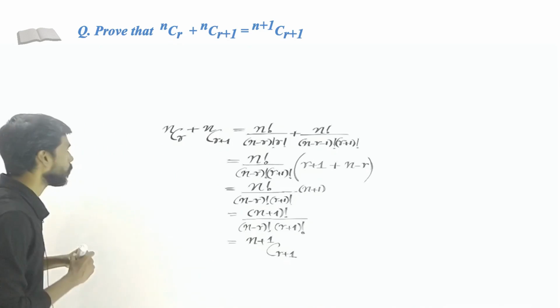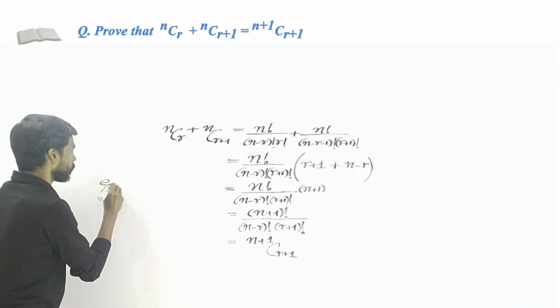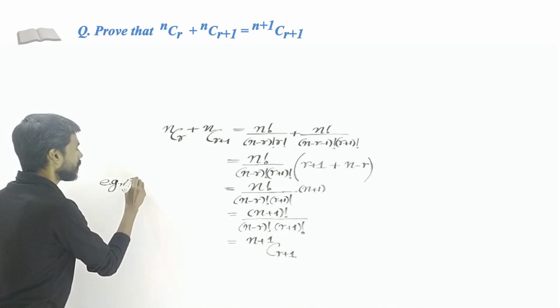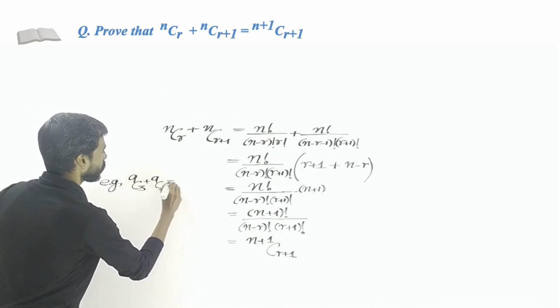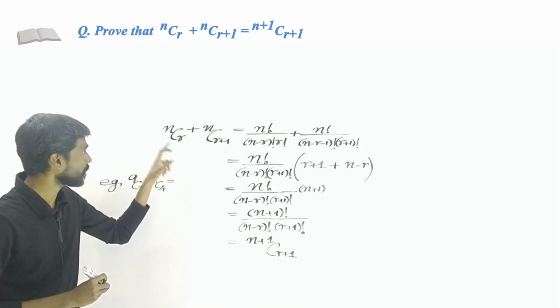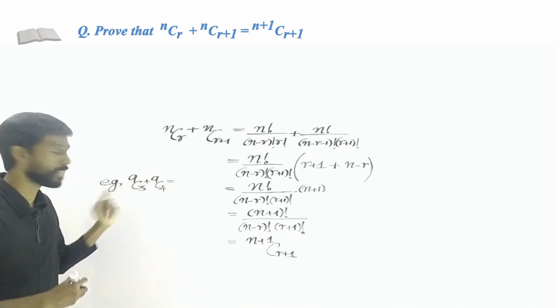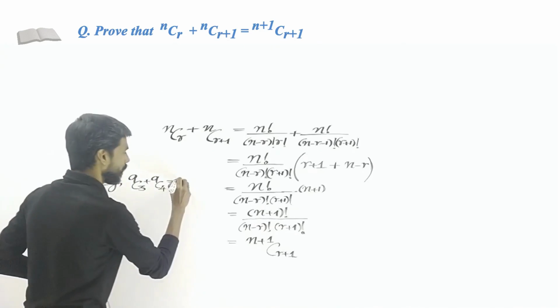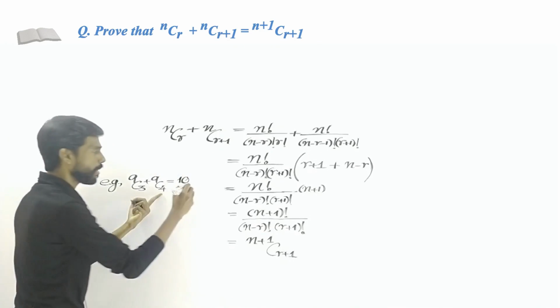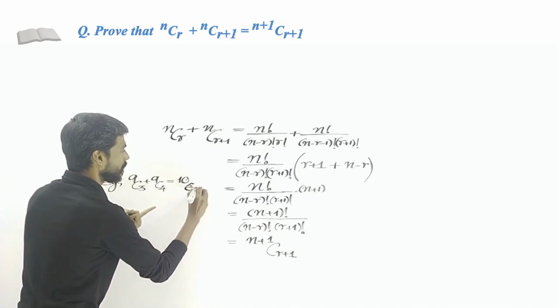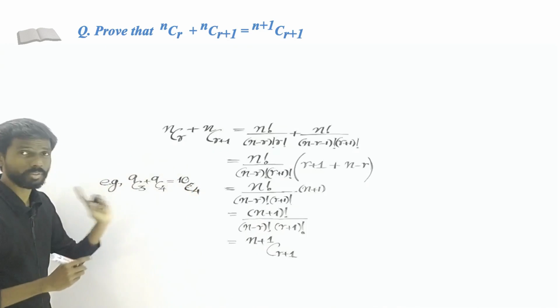Okay, as a particular case, let us take some example. What is the value of 9C3 plus 9C4? That equals, isn't it exactly like this? nCr plus nCr plus 1, one more than this. So that is n plus 1, that is 10. And then r plus 1, r plus 1 is the bigger one, right? 4. So 10C4 is the value of this.